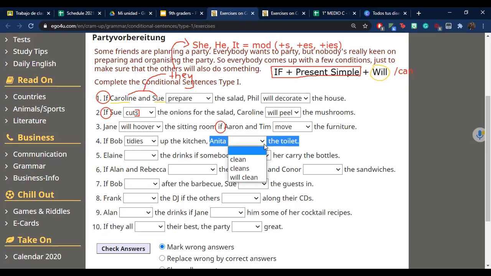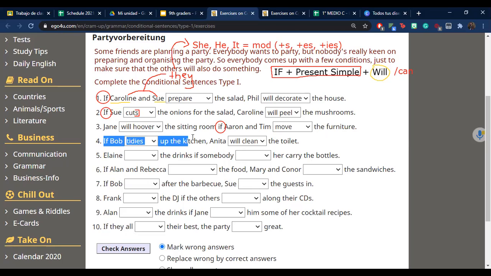I don't know. Oh, help. Will clean. Will clean, yes, will clean. That's the idea. So we have if, the condition, with present simple. If Bob tidies, that's good. The result is the Anita will clean the toilet.